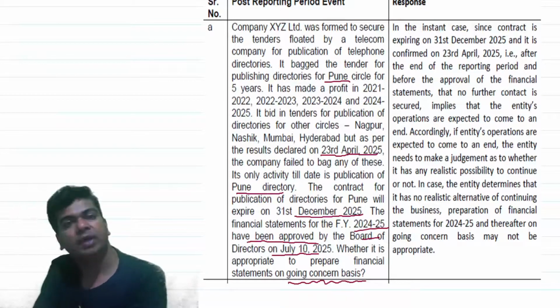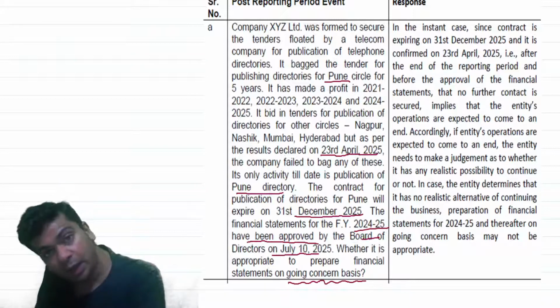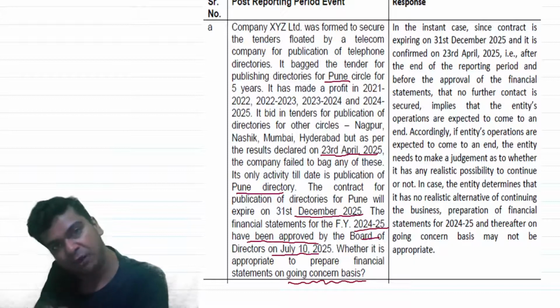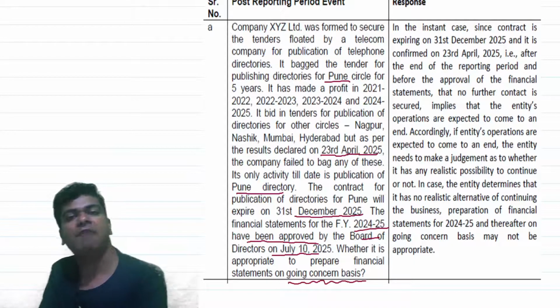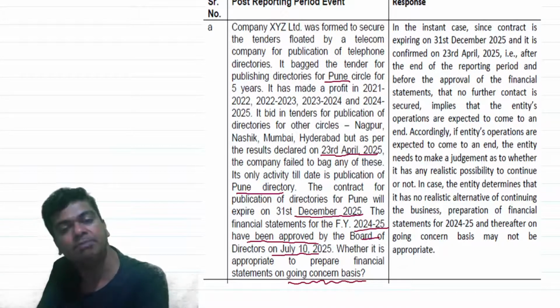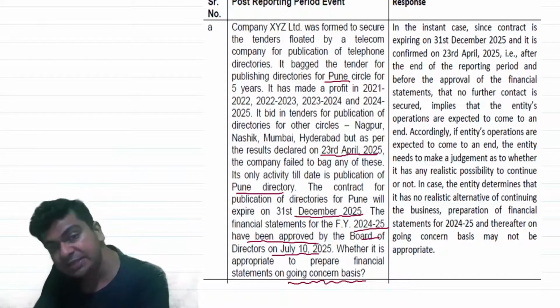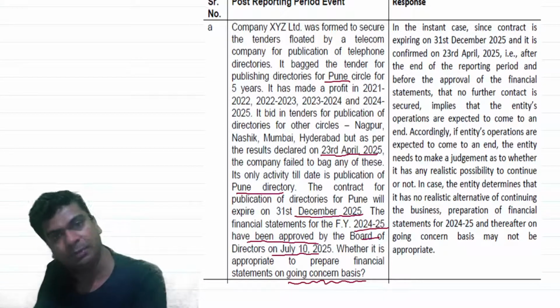You know what has happened over here? You have won the tender for publishing directories for Pune Circle for 5 years. In other words, for 5 years, you have an operating activity. You can print these directories. You can sell that in the Pune circle. And they are saying that this business has been very profitable.